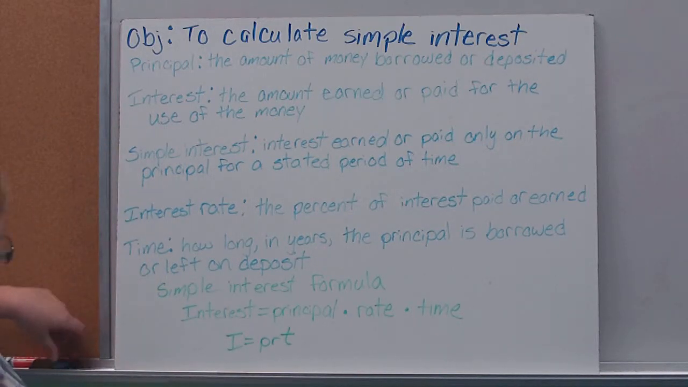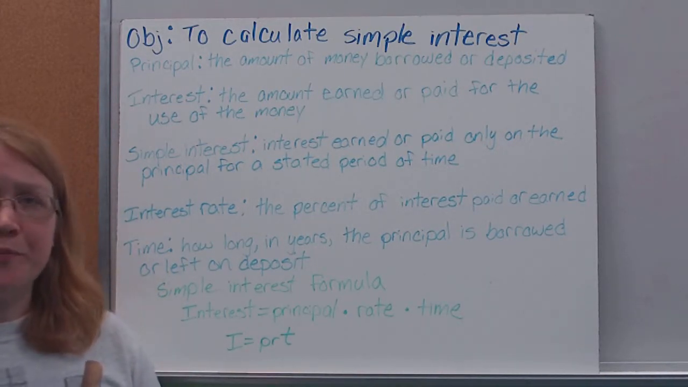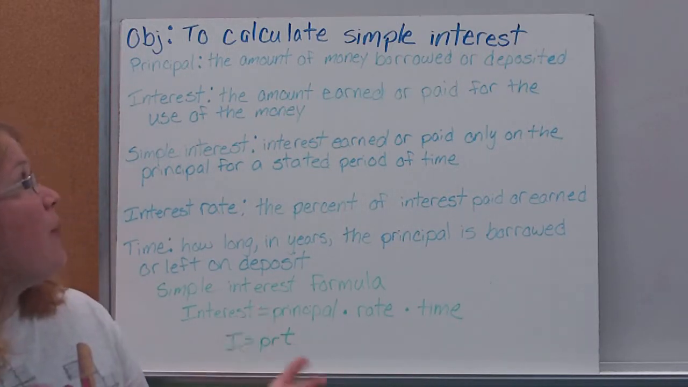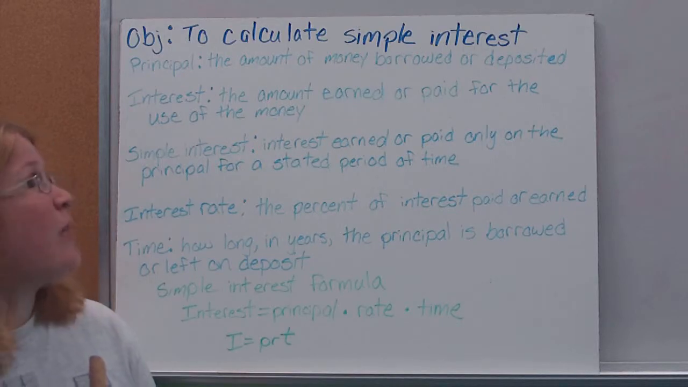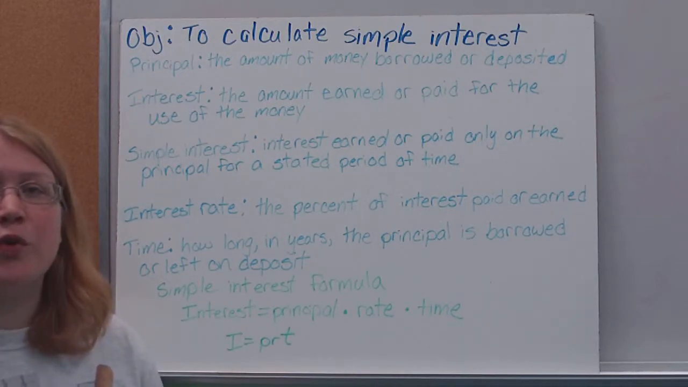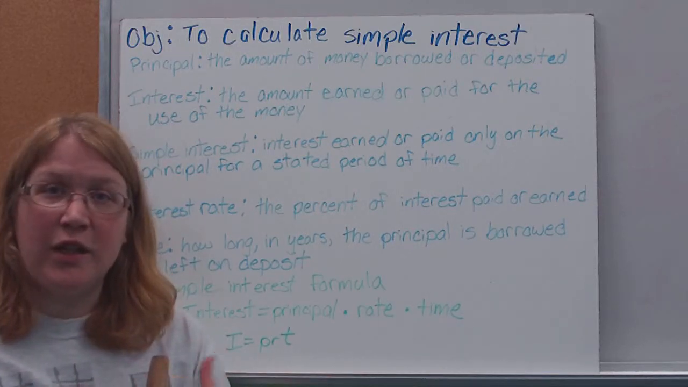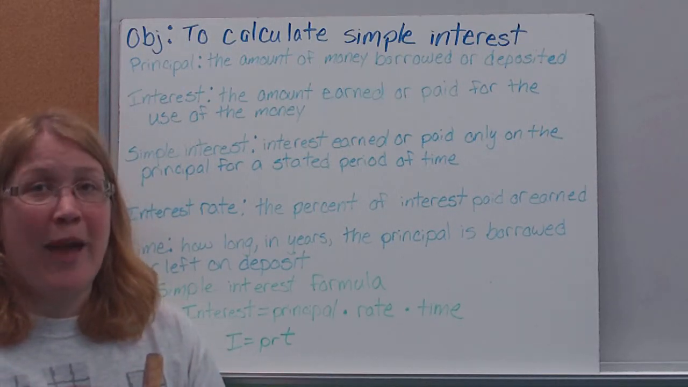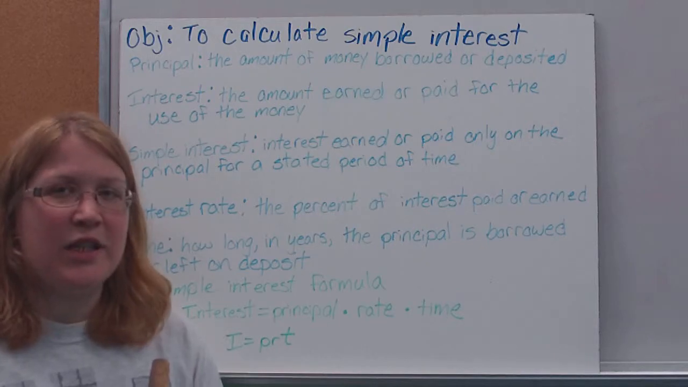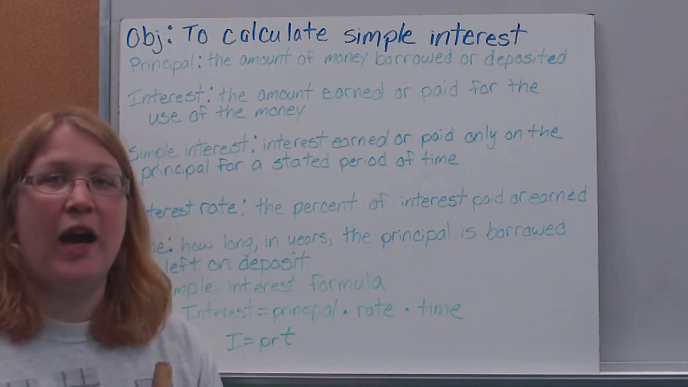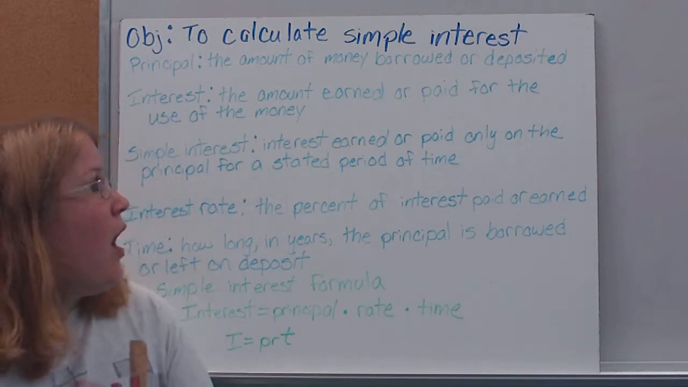Alright, so first we need to define some words here, because we'll be throwing them around, so we need to know what they're talking about. Principal would be the outstanding amount of money borrowed or deposited. Interest works two ways. You can either borrow money in a loan from the bank, they want their money back plus some extra because they lent it to you, or if you deposit money in a bank, they'll pay you interest on it for keeping it there.